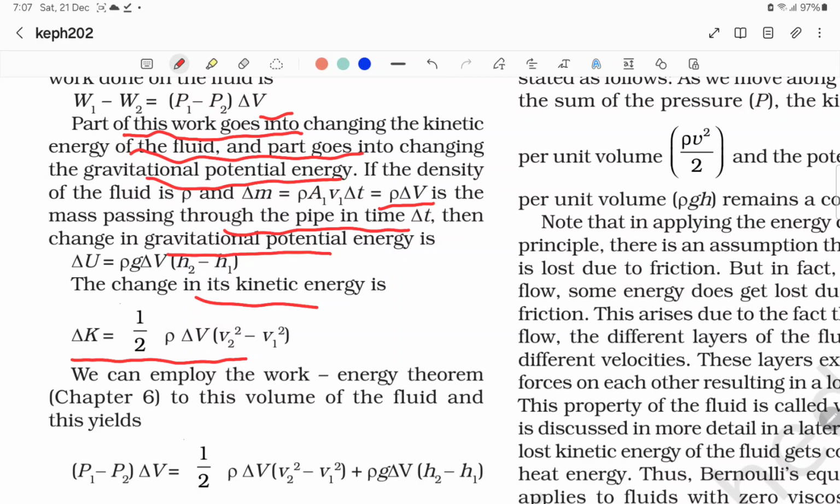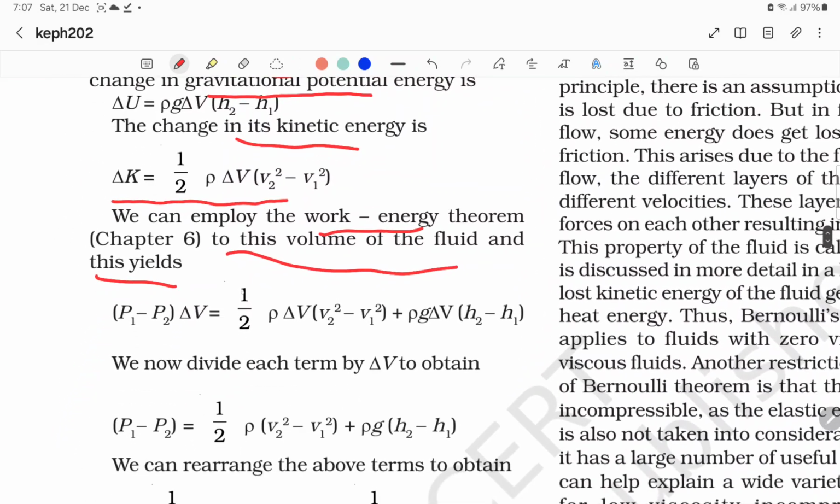So we can apply the work-energy theorem to this volume of the fluid, and this gives (P1 minus P2) delta V is equal to half of rho delta V (V2 squared minus V1 squared) plus rho G delta V (H2 minus H1). This means the work is used in giving the kinetic energy and the potential energy. We now divide each term by delta V to obtain P1 minus P2 is equal to half of rho (V2 squared minus V1 squared) plus rho G (H2 minus H1).